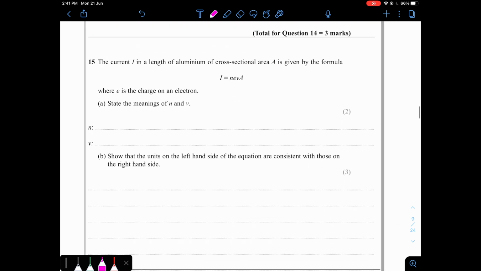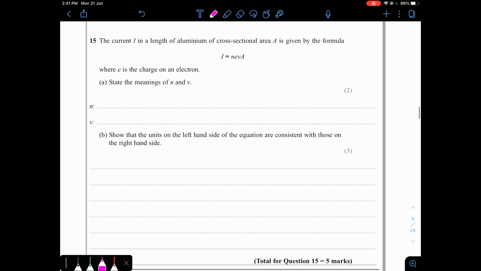Let's go to question number 15. The current I in a length of aluminium of cross-sectional area A is given by this formula: I equals nEvA. We also remember it as I equals nQvA. So don't get startled by why it says E instead of Q. It's the same thing. They tell you that E is the charge on the electron. Now, state the meanings of n and v. These things you need to remember.